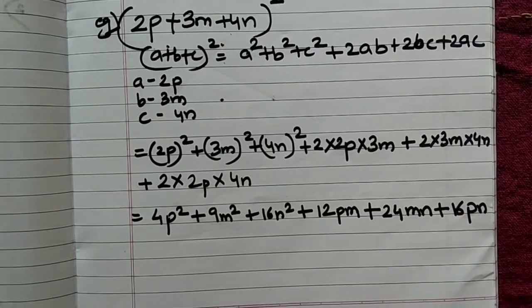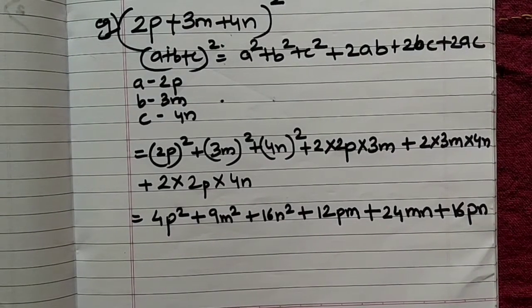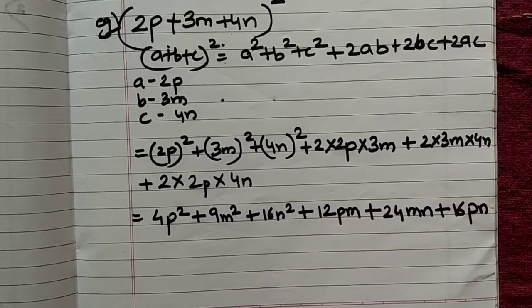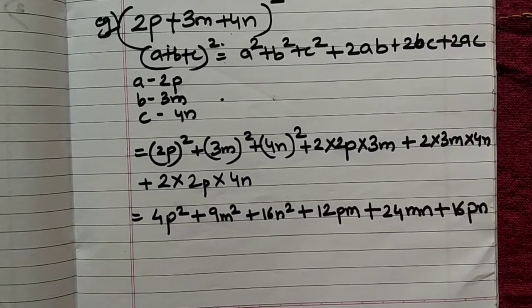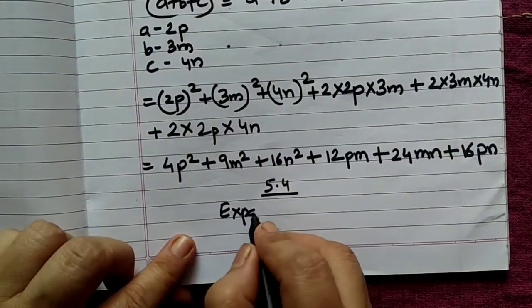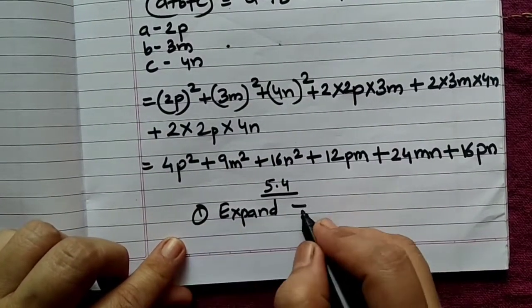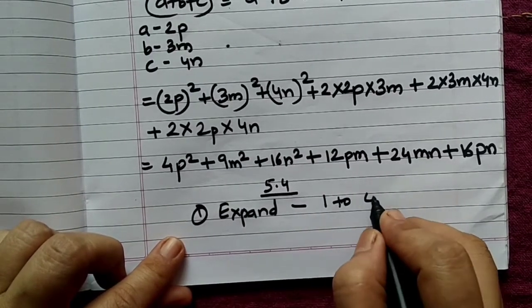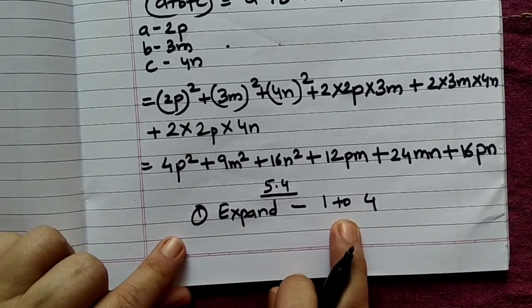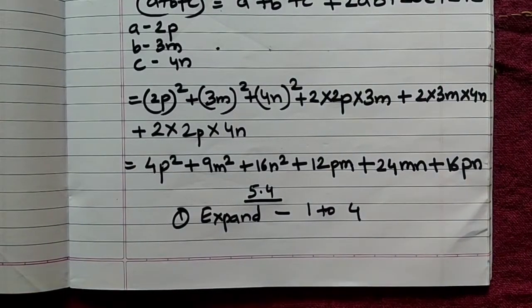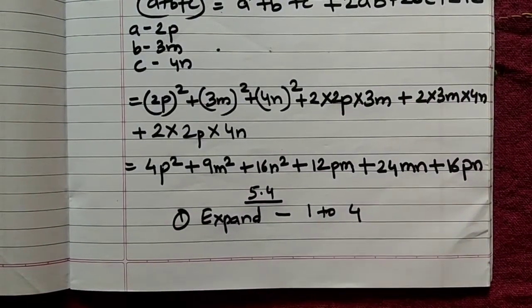So I hope you have followed these sums. In the same way, now you will solve practice set 5.4. First, the expand part you will solve. I'll just write it down. 5.4, then expand, that is the first one is expand. In that you will do sum number 1 to sum number 4. This much you will do. The simplify part I will explain in the next video. I hope you have followed all this. So solve these sums.